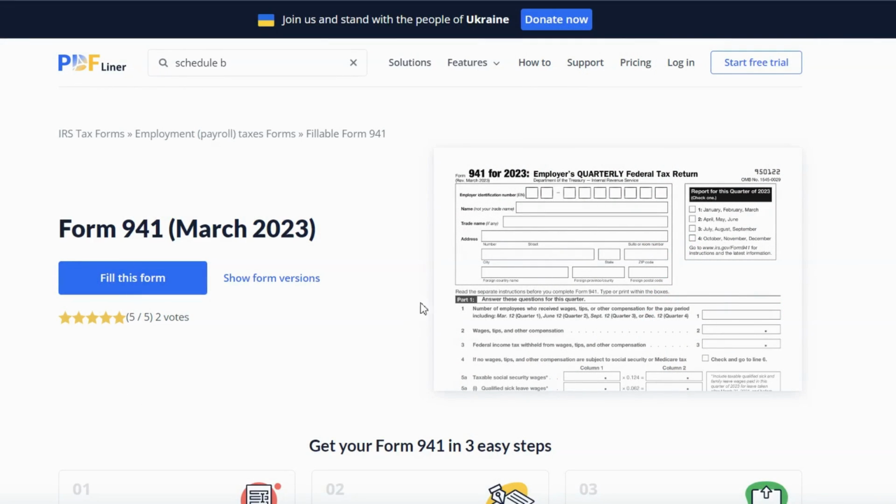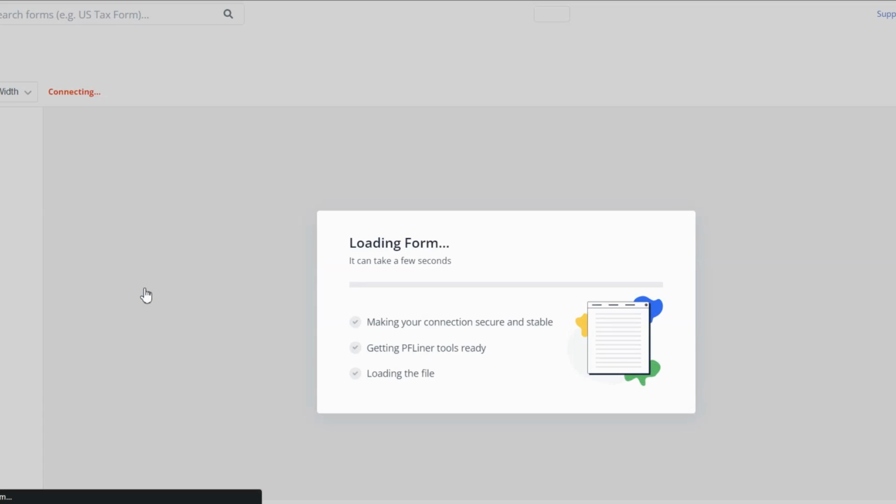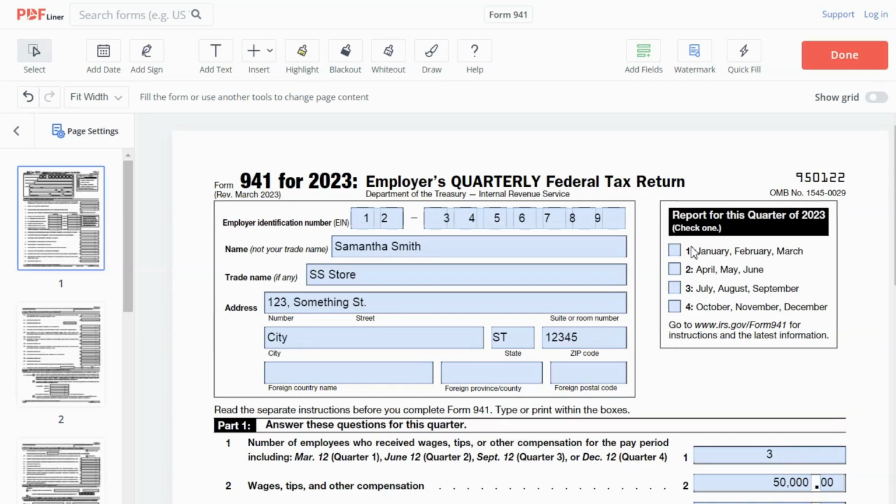Follow the link in the description and open your fillable 941 by clicking the Fill this form button. So, start with choosing the needed quarter. In this case, we choose the first one. Next, enter your information, such as your employer ID number, name that you used to obtain your EIN, for example, Samantha Smith, and trade name if it's different from your name, and your business address.